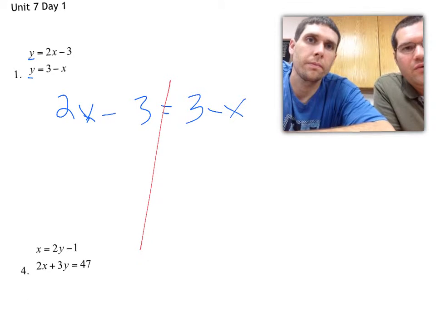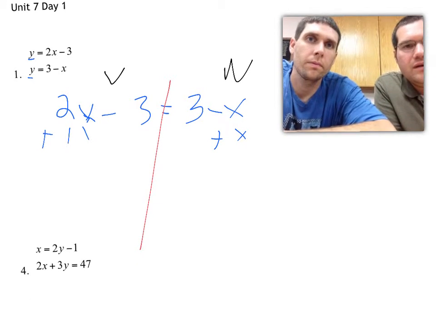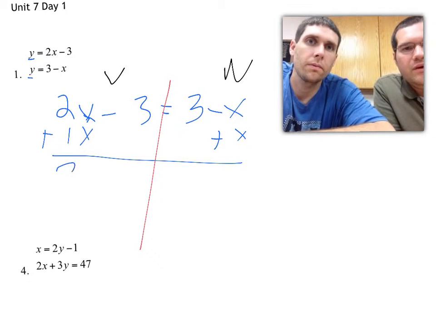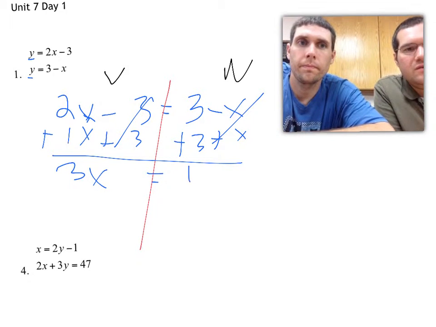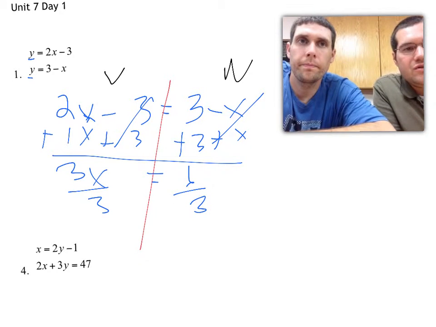I have more variables over here, numbers over there, move some things around. I'll do a plus 1x here, plus 1x there, get my 3x, that cancels out. I'll add 3 here, add 3 there, that cancels out. I'll set it equal to 6, divide by 3, and I should get x to equal 2.